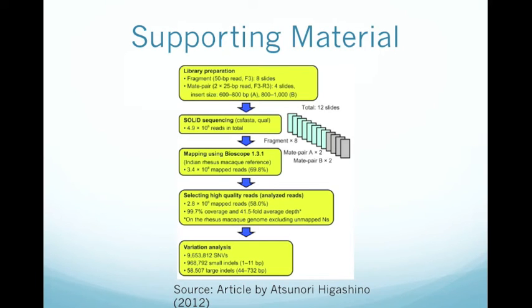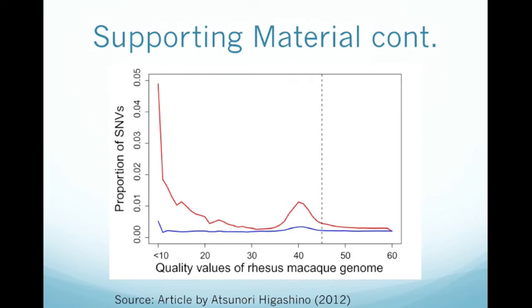This figure contains an overview of the Malaysian cynomolgus macaque genome sequencing and analysis. This figure displays the SNV discovery rate and rhesus macaque genome quality. The red line represents the rate of homozygous SNVs, and the blue line represents the rate of heterozygous SNVs. SNV sites with quality values less than 45 were filtered out of the sequencing data for improved accuracy.